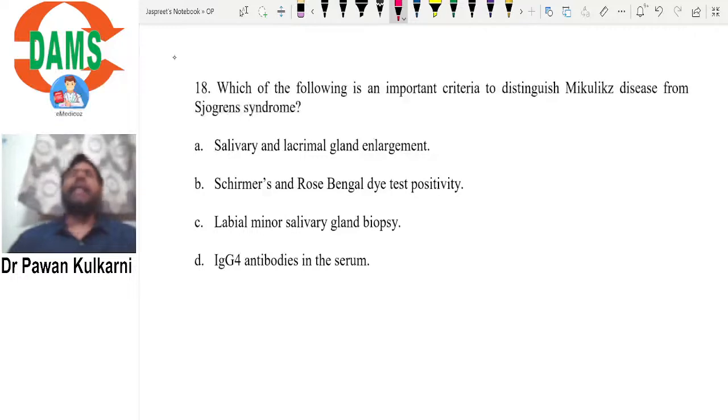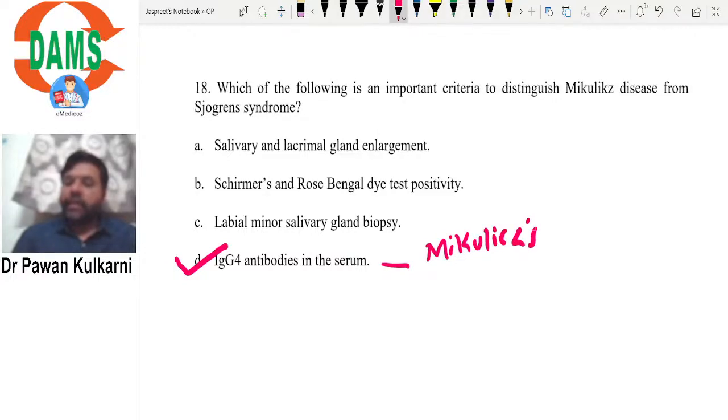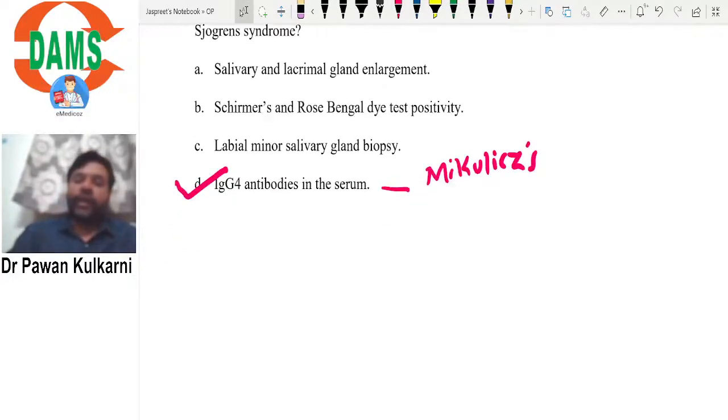Schirmer and Rose Bengal dye test positivity. Even though it is seen more in Sjogren's, it can also be seen in Mikulicz. Labial minor gland biopsy. Yes, it is an important criteria, but sometimes we can see it even in Sjogren's syndrome. But IgG4 antibodies in the serum, you don't see that in Sjogren's. You see this only in Mikulicz. That is why Mikulicz disease is known as IgG4 related disease.